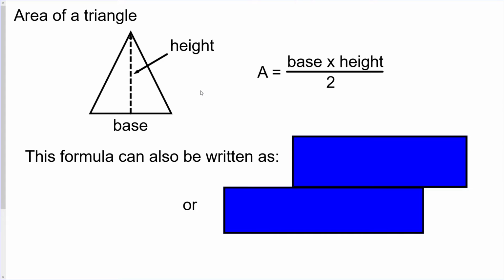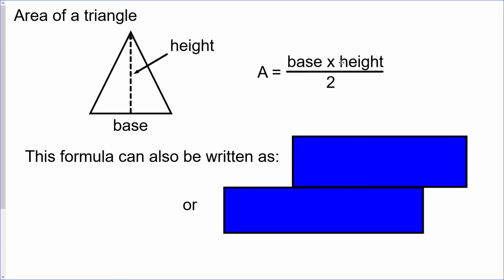Okay, so the area of a triangle is the base times the height divided by 2. Okay, so the base is often the bottom, but it does not have to be, like we talked about last time. And the height goes up at right angles to the base. Okay, that's the important part. The base and the height are always at right angles to each other.